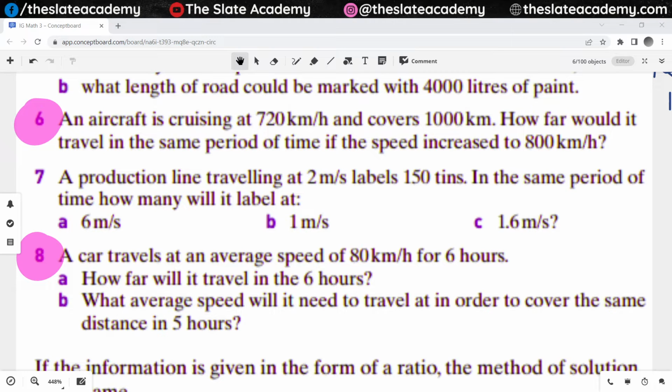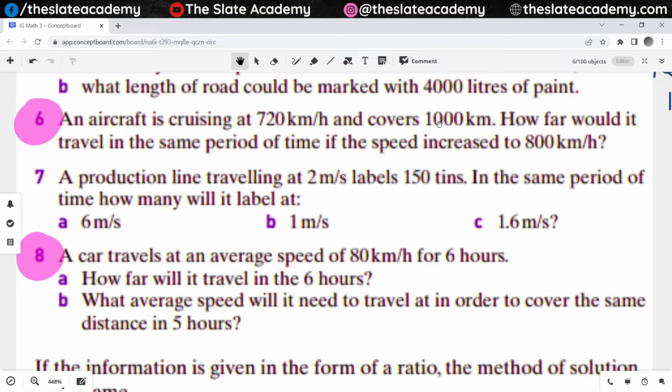Not 480 kilometers. If the speed was less, it covered 1000 kilometers. So if I increase the speed, would it cover more or less? If you're moving faster in the same time, would you cover more distance or less distance? One correct answer. So how would you do this one?